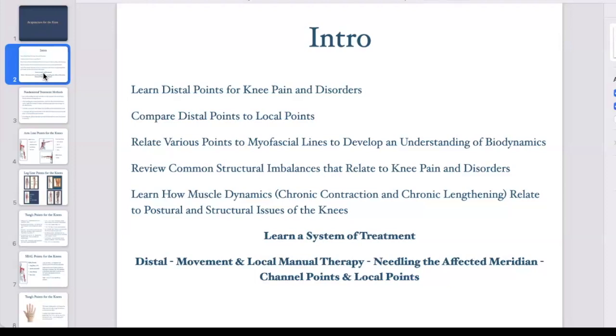painful area, but in areas that are on that same meridian or on that same myofascial line, but are maybe 2 sun or 3 sun or 6 sun away from the painful area. Okay, so I'm going to present this system and how I go about doing that.